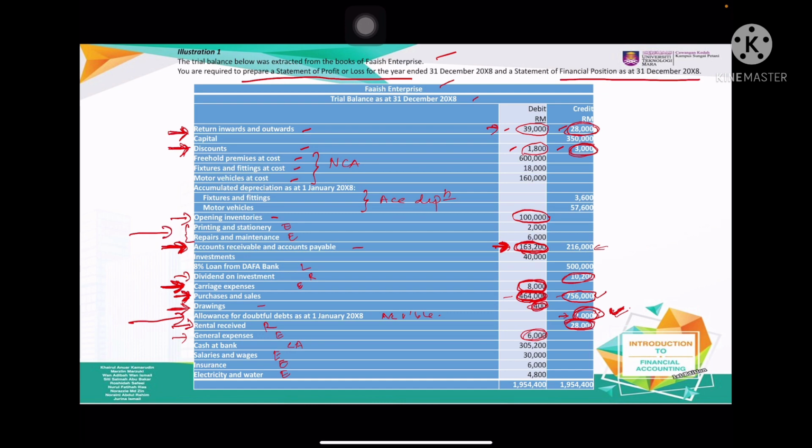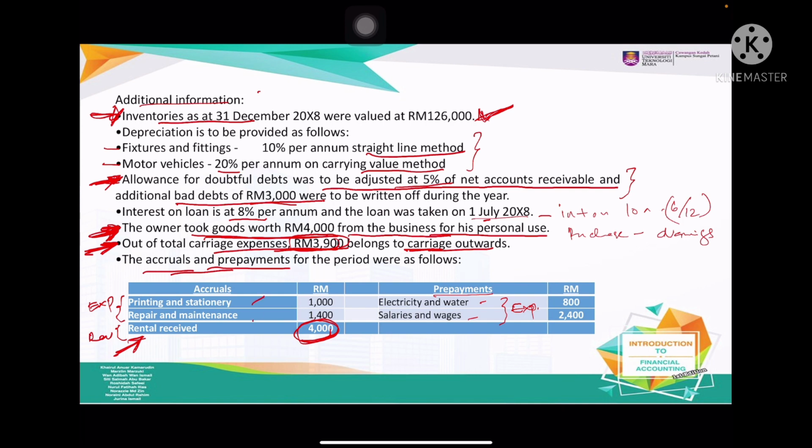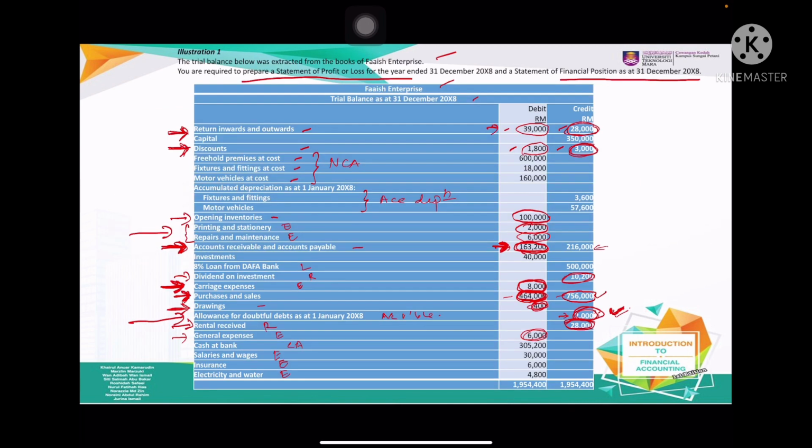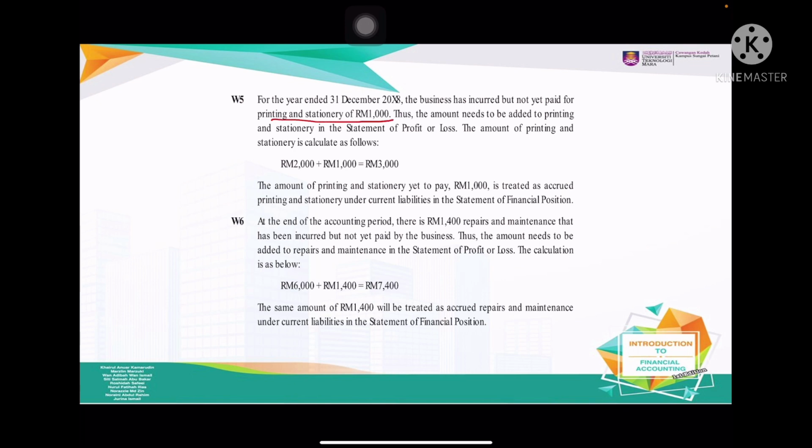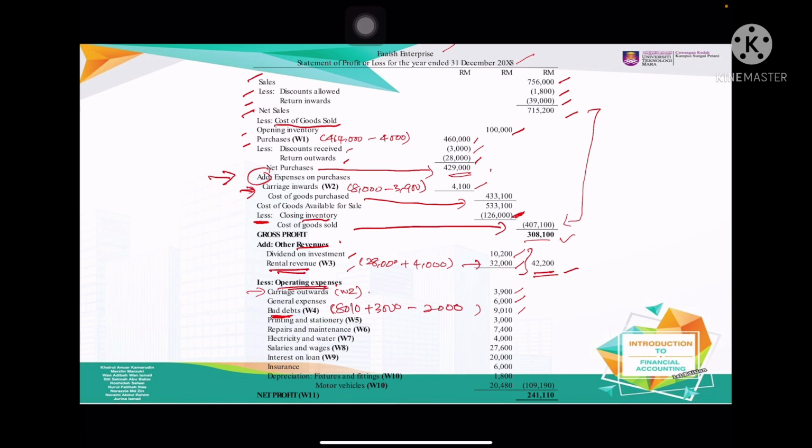Okay, printing and stationery, repairs and maintenance, we have 2,000 and 6,000. Because printing and stationery and repairs and maintenance fall under the same category. For accruals, printing and stationery is 1,000 and repairs and maintenance is 1,400. So 2,000 is paid, and 1,000 is accrued and not yet paid. So it means that the total expenses for the current year is 3,000, and then 1,000 will be stated under current liability. Printing, okay, 2,000 plus 1,000.